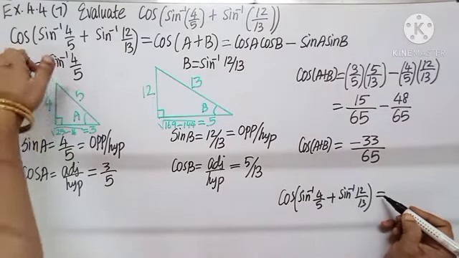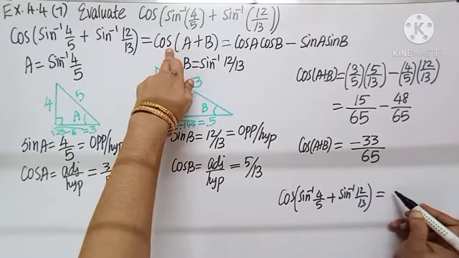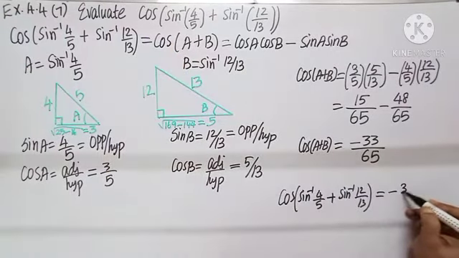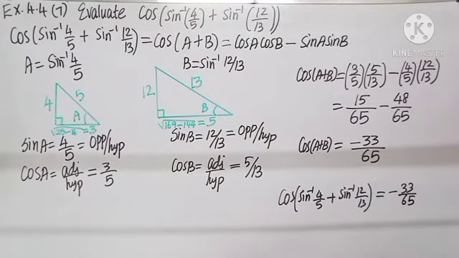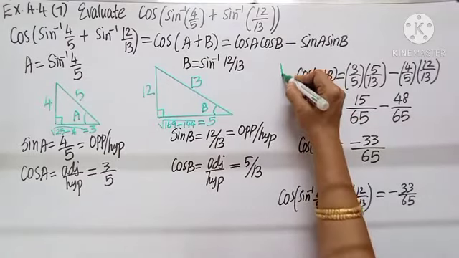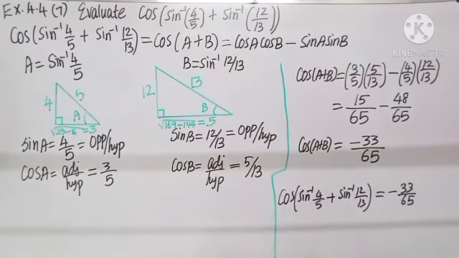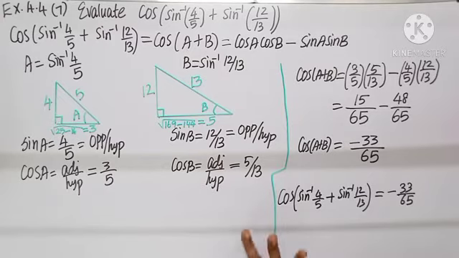This only we had taken cos A plus B. So what is my answer? Minus 33 by 65. So we have tried using cos A plus B formula to arrive at this answer. This is an important 3-mark question as we are using 3 exercises concept.